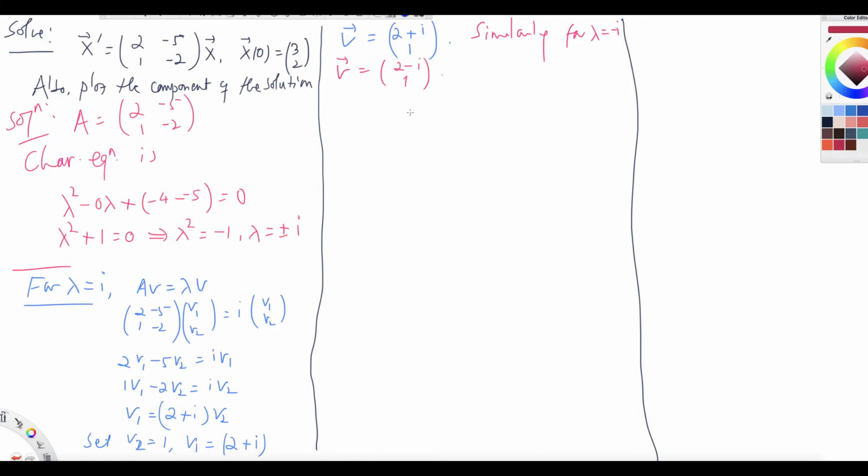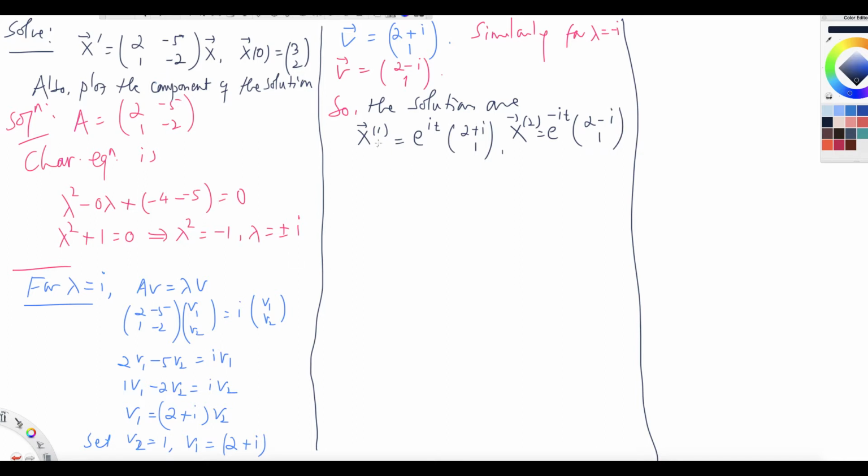Now the solutions are as follows. For lambda equals i, let's denote the solution by x superscript 1, which equals e to the it times the vector 2 plus i, 1. For the other one, we denote by x superscript 2, that is e to the negative it times 2 minus i, 1. These are the solutions.